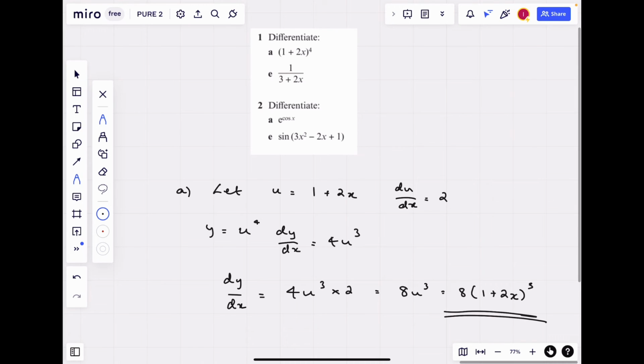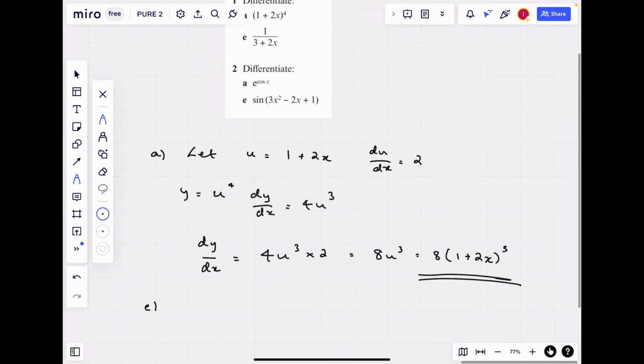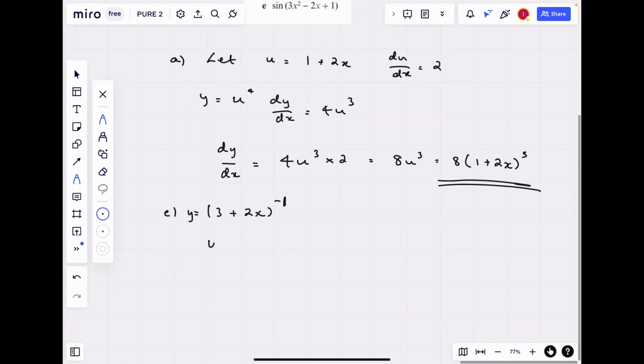Next one, it's 1 over 3 plus 2x. What we're going to do is rewrite 1 over 3 plus 2x in terms of brackets. Like this. So all to the power of minus 1. U is 3 plus 2x. Y is u to the minus 1. Du by dx is 2. Dy by du is minus u to the power of minus 2.